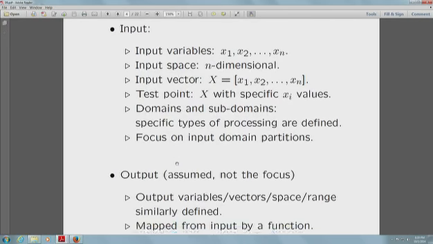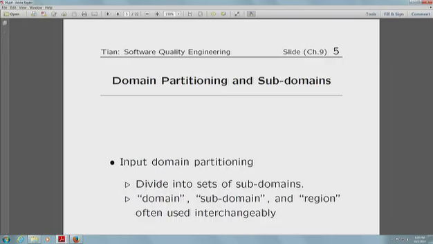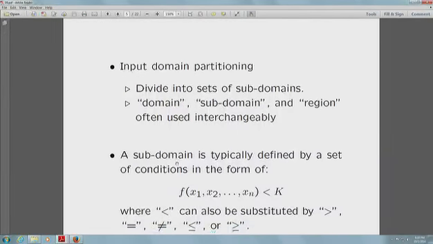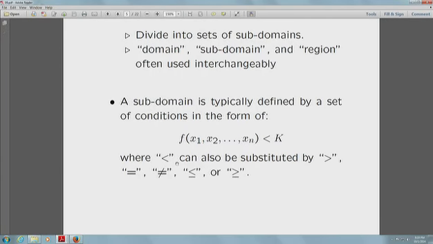Okay, so you are looking at an n-dimensional space of a number of input variables. A point is basically one with a specific value for each of these variables. Then we can look at these domains and subdomains that can be partitioned by some equations.